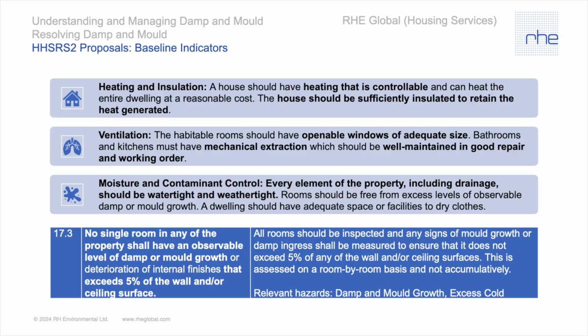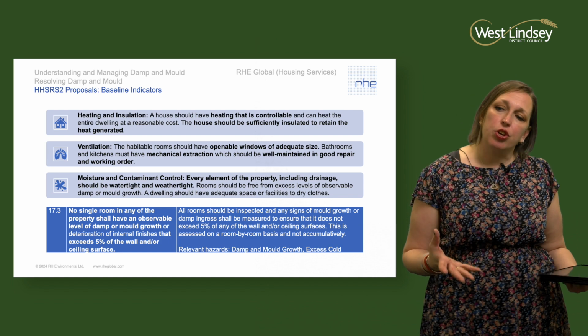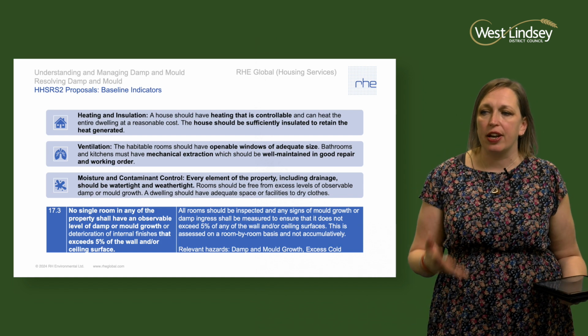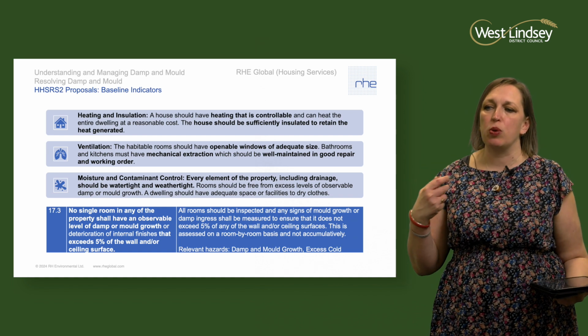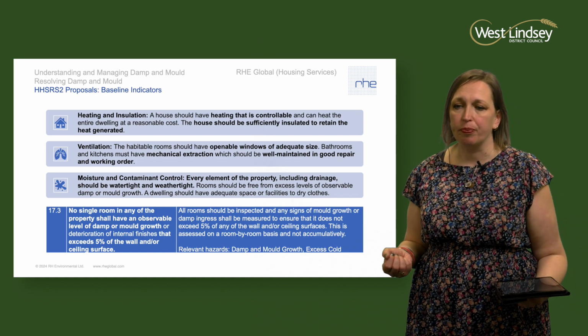So there are a set of indicative ideal or expected standards to guide housing providers as to what standards we're expecting properties to meet. They are more specific than the points I've got here, but they will introduce the concepts that a housing should have heating that's controllable and able to heat the entire dwelling at reasonable cost, and it should be sufficiently insulated to retain the heat that's generated. In terms of ventilation, the habitable rooms should have openable windows of adequate size, and bathrooms and kitchens must have mechanical extraction, which should be well maintained, in good repair and working order.